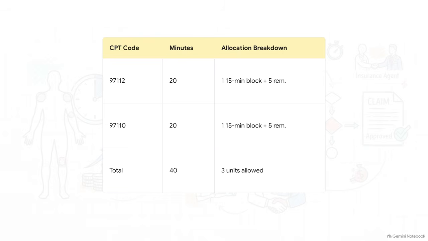First, we allocate 1 base unit for the 18 minutes of 97110. That leaves 3 remainder minutes. To distribute the final 2 units, we just look at the highest remaining minutes across the board. 13 minutes of 97140 is the highest, so it gets a unit. Then 10 minutes of 97116 is the next highest, so it gets the final unit.